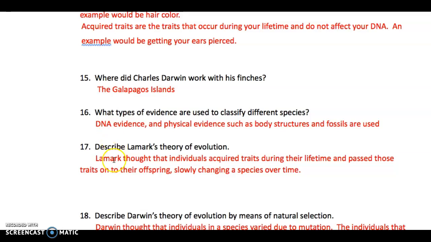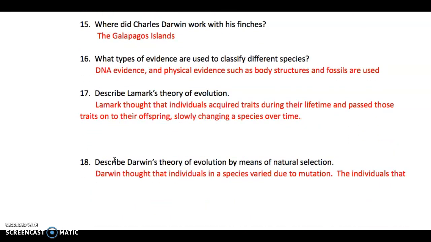Okay, Lamarck's theory of evolution, this is going back to the giraffes. Remember, Lamarck was wrong. Don't get this confused. Lamarck was the guy who did it first, but he got it wrong. So Lamarck thought that individuals acquired traits during their lifetime and pass those on to their offspring very slowly, changing a species over time. He was the one that thought giraffes stretched their necks. We know that's wrong. Okay, it doesn't work that way. I can't stretch my neck and give birth to an offspring that has a long neck. It just doesn't work.